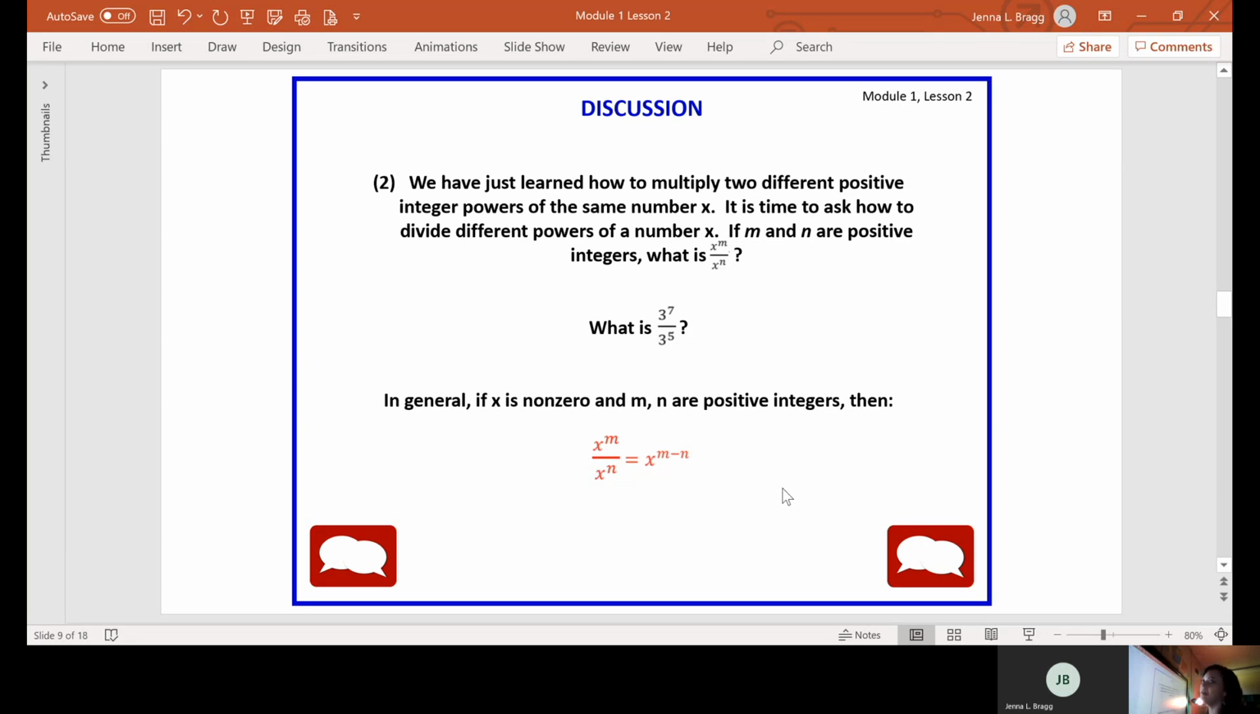All right, now we're going to do the opposite. Earlier I told you when you multiply exponents with the same base, you add those exponents. Now we're dividing. So in my numerator, I have 3 to the 7th. That's multiplying 3 seven times. In my denominator, I'm multiplying 3 five times.